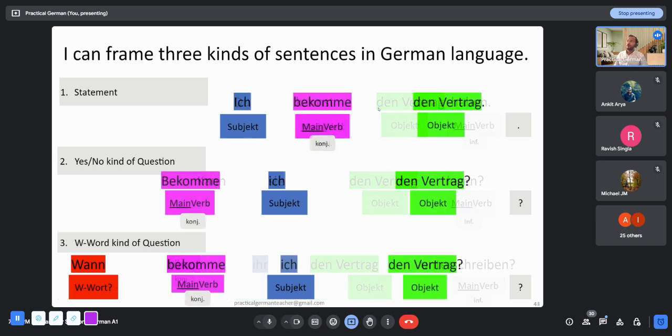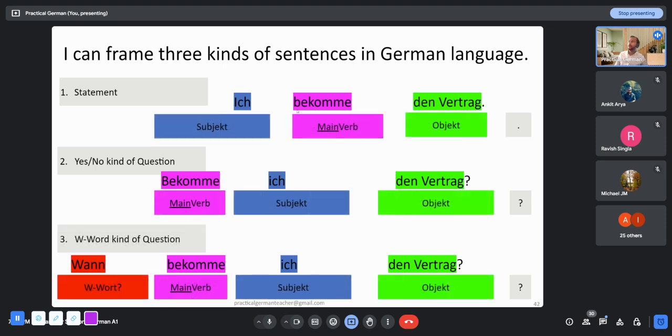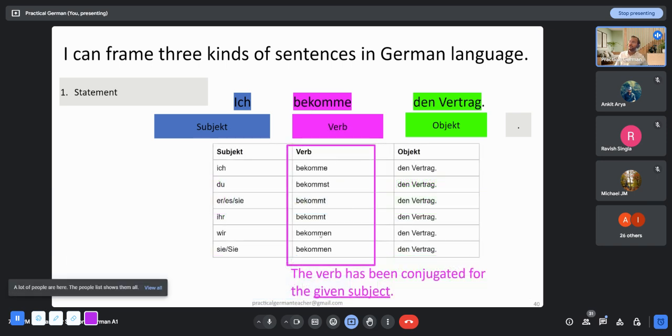And when you use a Modalverb, if I go back one slide, here I told you, right? You have to conjugate the verb when there is only one verb.